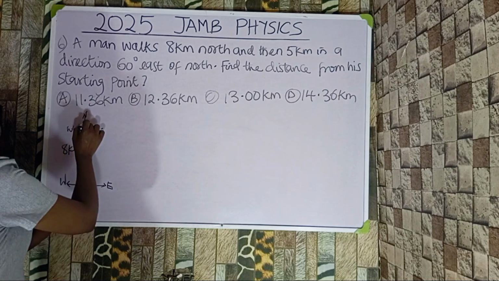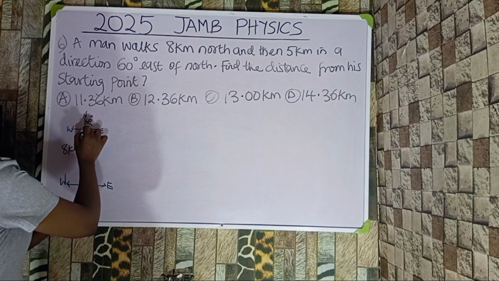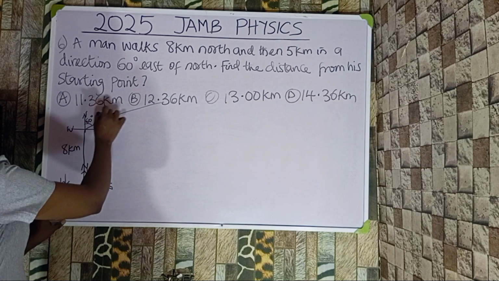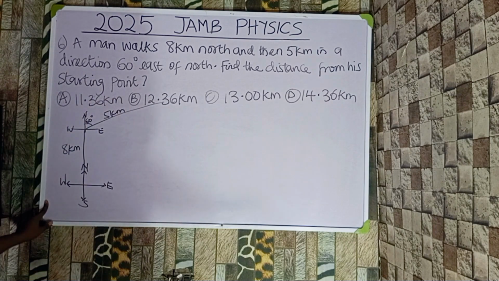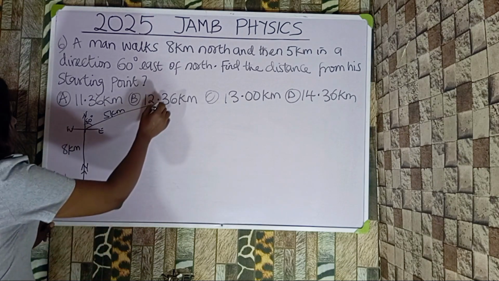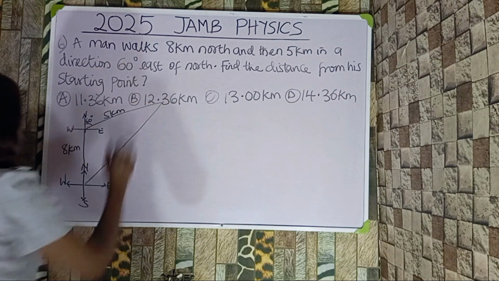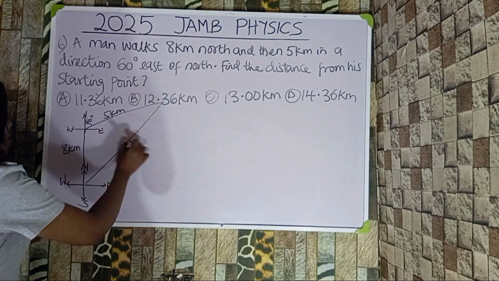Now let's go this way. This is 60 degrees. Okay, then east of north, you're going this way, and the distance is 5 kilometers, right? Now what are we asked to calculate? The distance from the starting point. So from here to the starting point, that's what you're looking for. So let's join it, right? You're looking for the distance x.